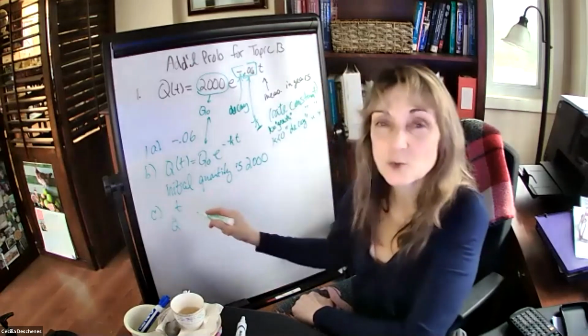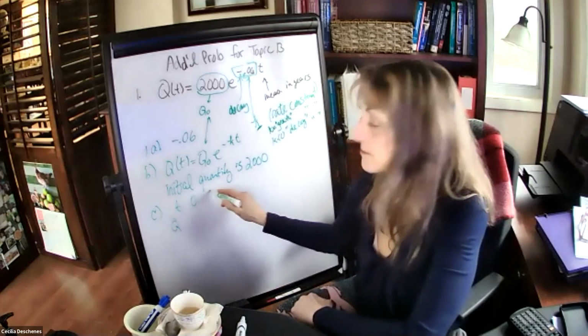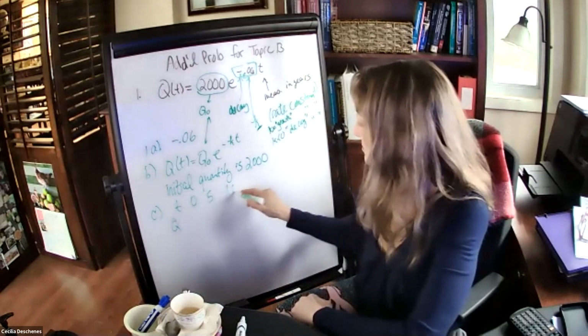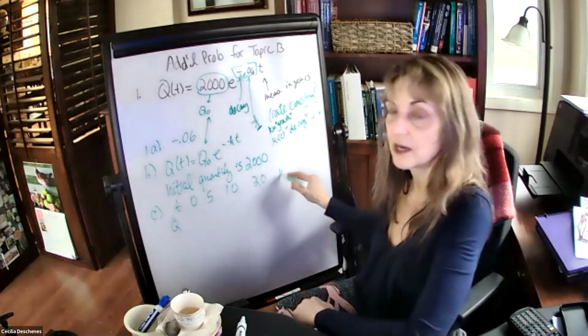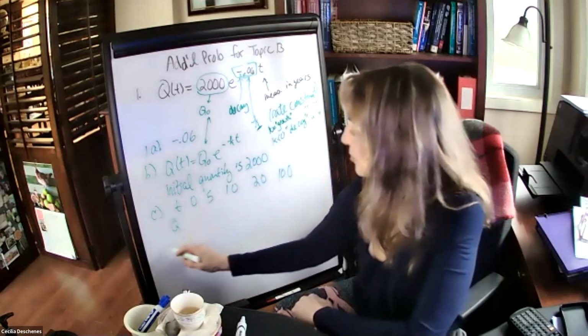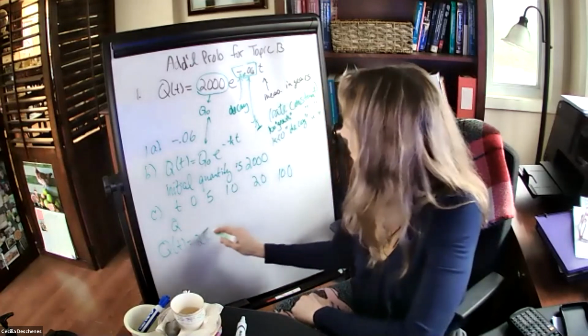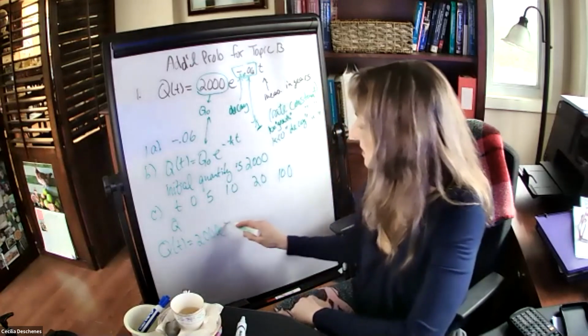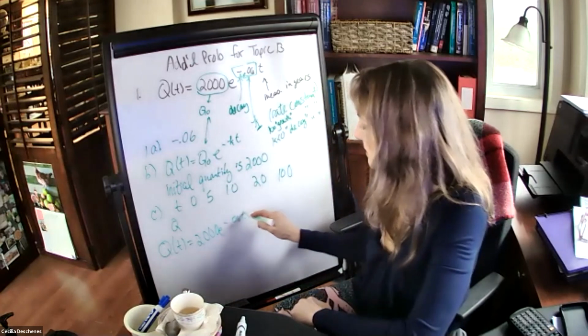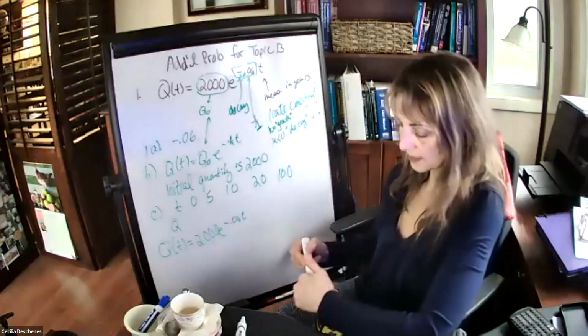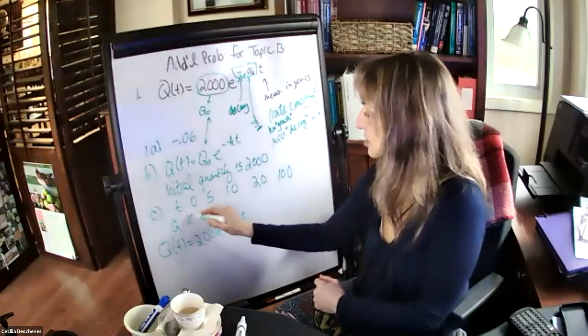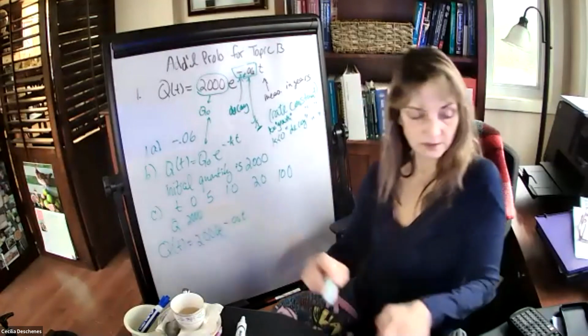Okay, then we're asked to fill out this table, which has t and values of Q. So this is like an XY chart. We're going to have 0, 5, 10, 20, and 100. For each of these, we're just going to plug the t into 2000 e to the negative 0.06 t. So putting in 0, we already know this is just going to be our initial quantity, 2000.